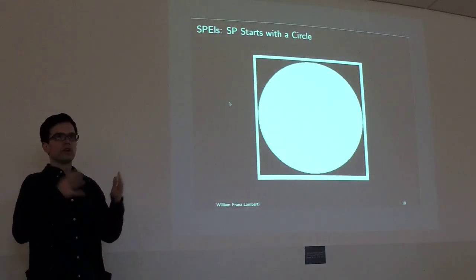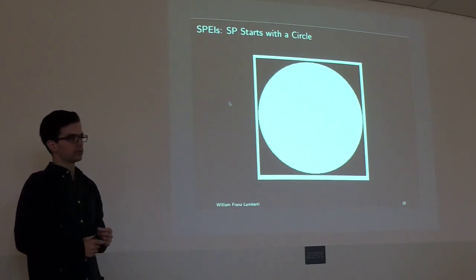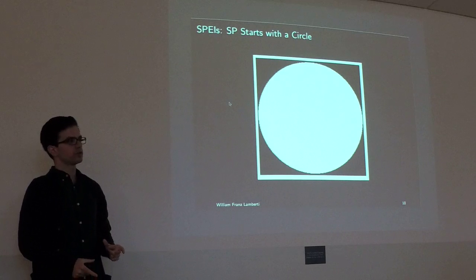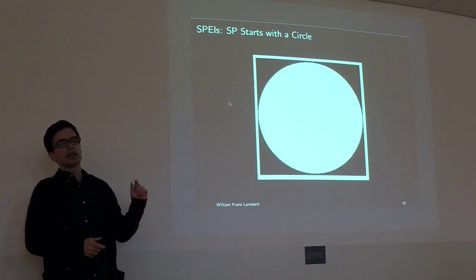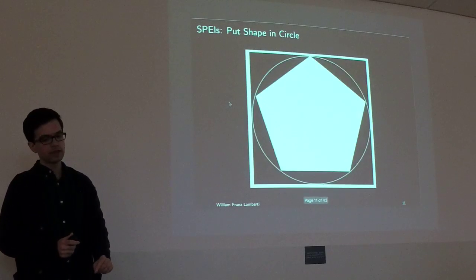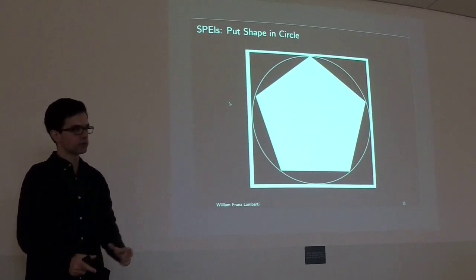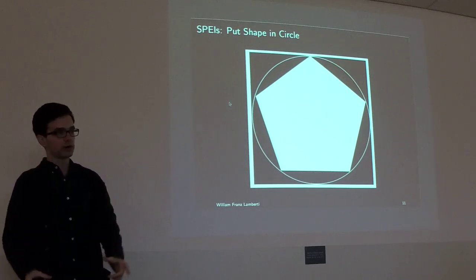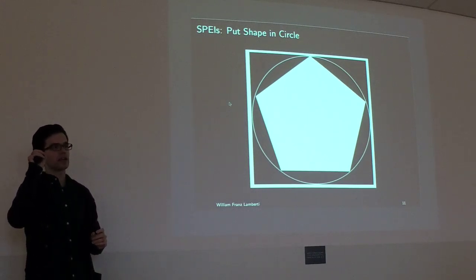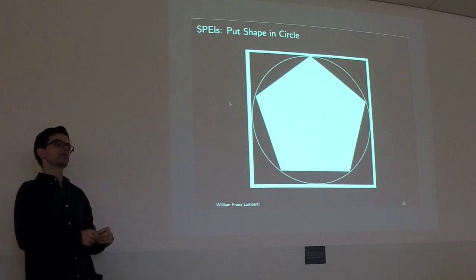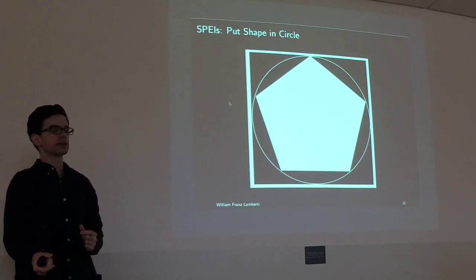Broadly speaking, SPEIs starts with a circle, and then you put that circle in a square, like so. For a given shape, you put that shape in a circle, and then you put that circle in a square. That provides a unique reference point that provides a unique value for regular polygons and circles.